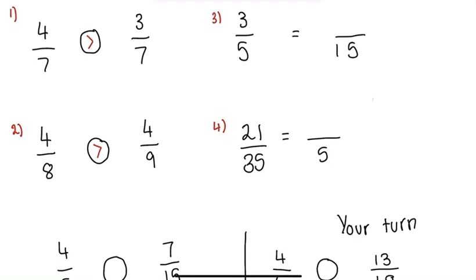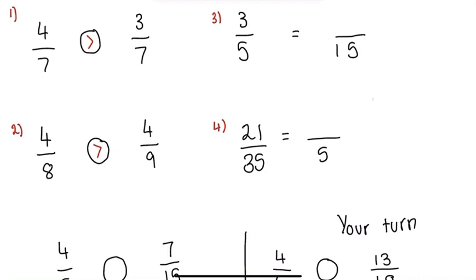So 2 things that you need to remember here. When our denominators are the same, as in this first one, then the one that's bigger is the one with the bigger numerator. Now, when our numerators are the same, the one with the smaller denominator is the bigger fraction. So they're just 2 facts that you need to remember.